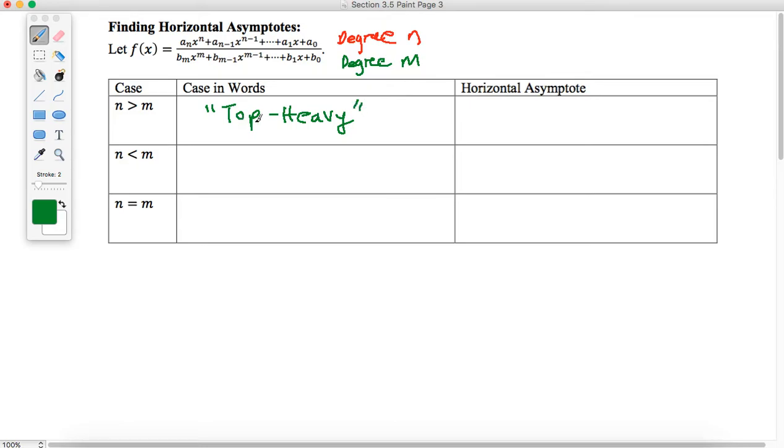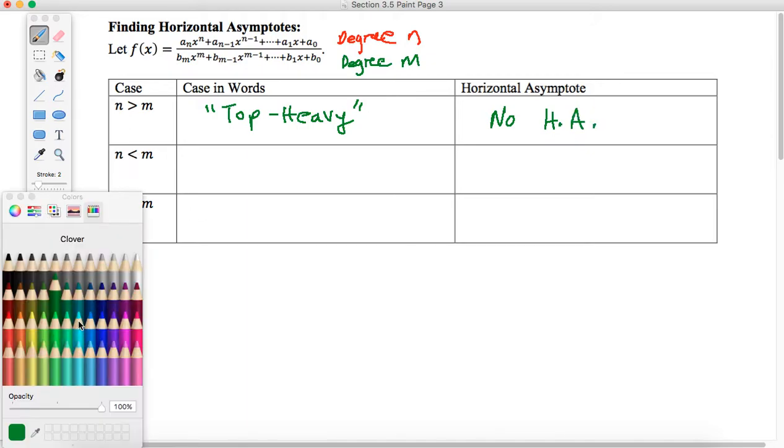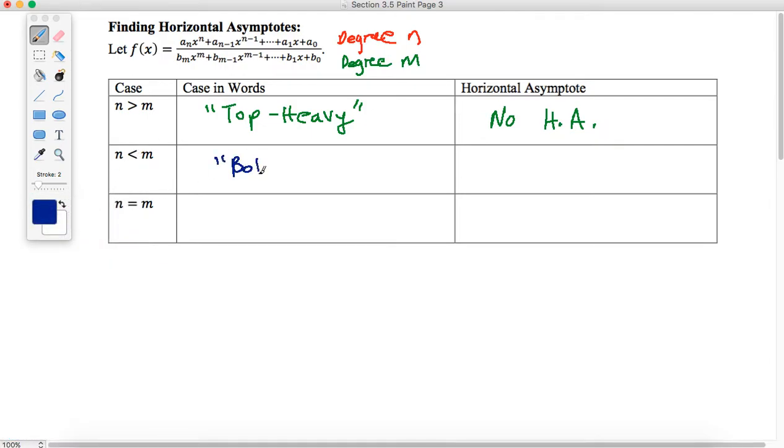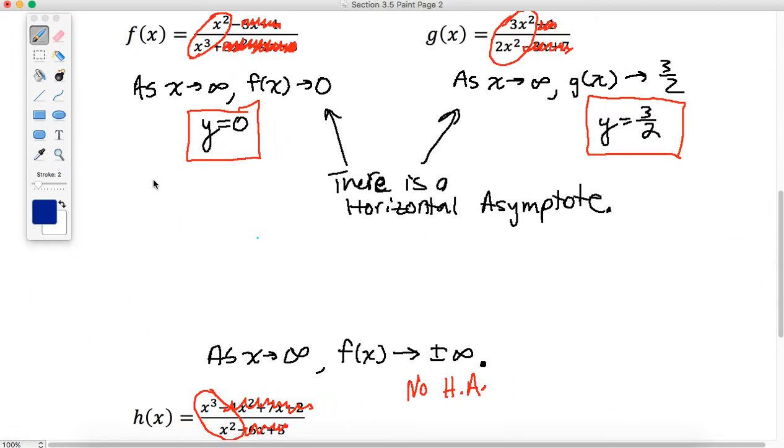Okay. When our rational function is top heavy, there is no horizontal asymptote. When the degree of the numerator is less than the degree of the denominator, we call it bottom heavy. And our function has a horizontal asymptote, and it is the line y equals 0. In this case right here, our rational function would be considered bottom heavy, right? Because this degree is higher than that one.